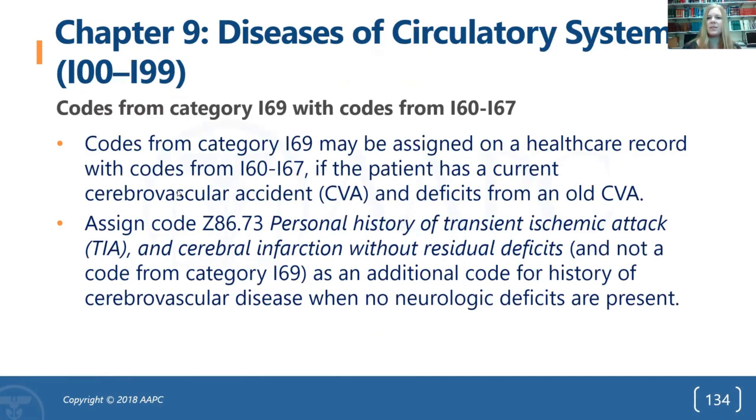You would assign the code Z86.73 for patients with a personal history of a TIA and infarction without residual deficits, as an additional code for the history of cerebrovascular disease when there are no neurologic deficits present.